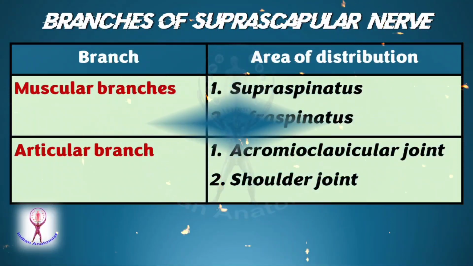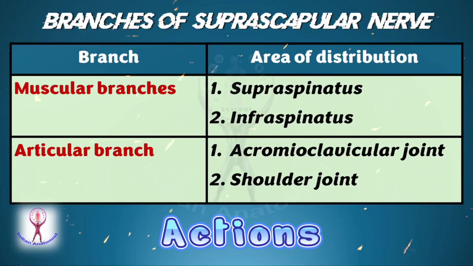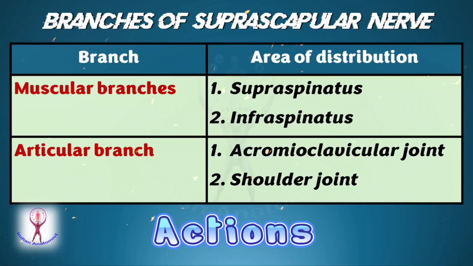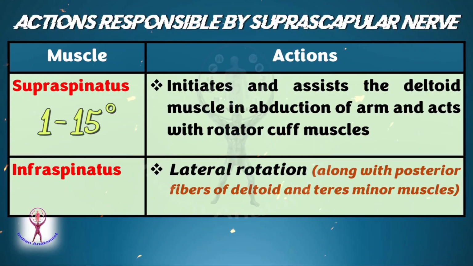It gives two motor branches to supraspinatus and infraspinatus muscles. In addition to motor branches, it also gives two sensory branches to acromioclavicular joint and shoulder joint. Now, what actions are initiated by the suprascapular nerve? The supraspinatus muscle initiates and assists the deltoid muscle in abduction of arm from 1 to 15 degrees and acts with rotator cuff muscles. The infraspinatus muscle is responsible for the lateral rotation of the shoulder joint, associated with posterior fibers of deltoid and teres minor muscles.